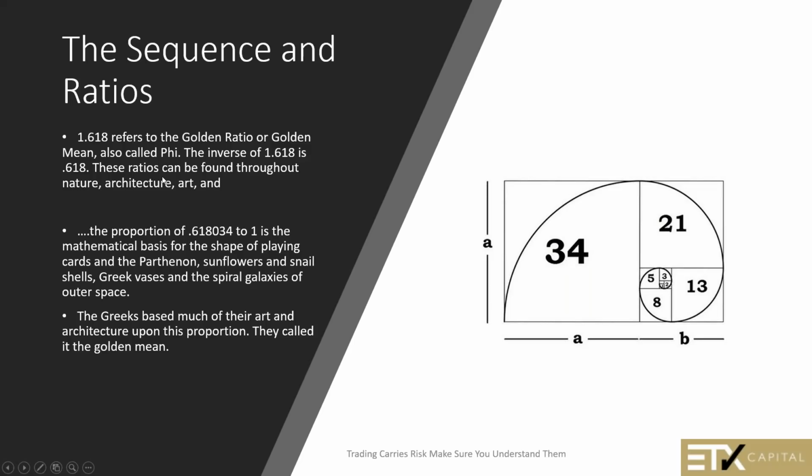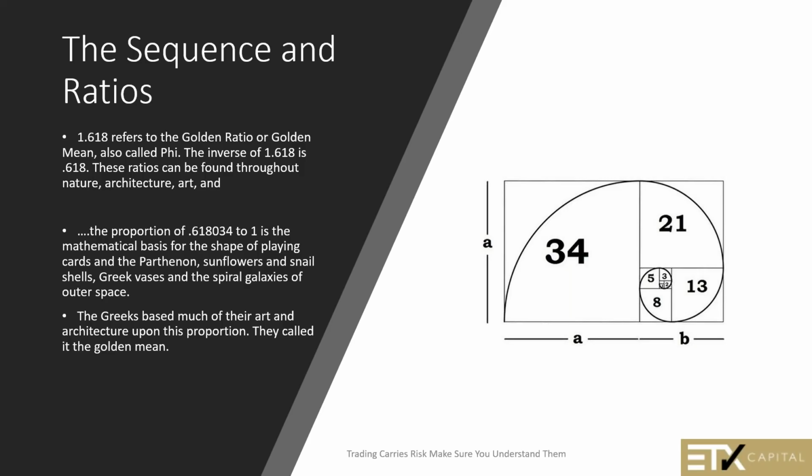We'll never do it. But the 1.618, which I told you was an extension, is referred to as the golden ratio or the golden mean. It's also sometimes called phi. The inverse of 1.618 is 0.618. Now, these ratios can be found throughout nature, architecture, art, all over the world. They're actually the proportion between your ears, nose, and mouth on your face.